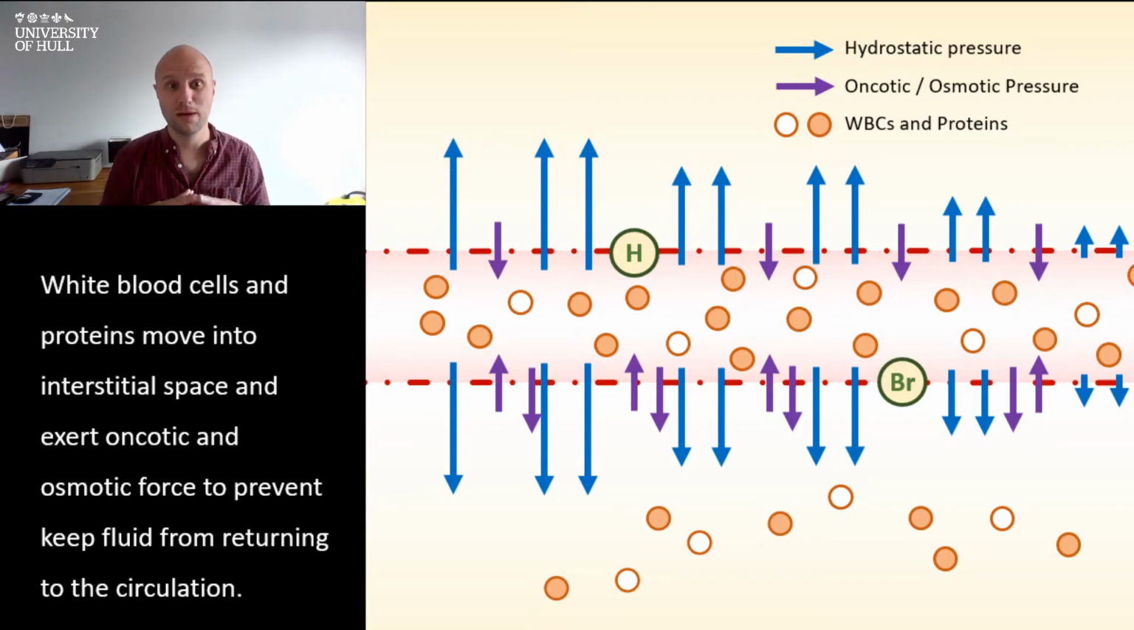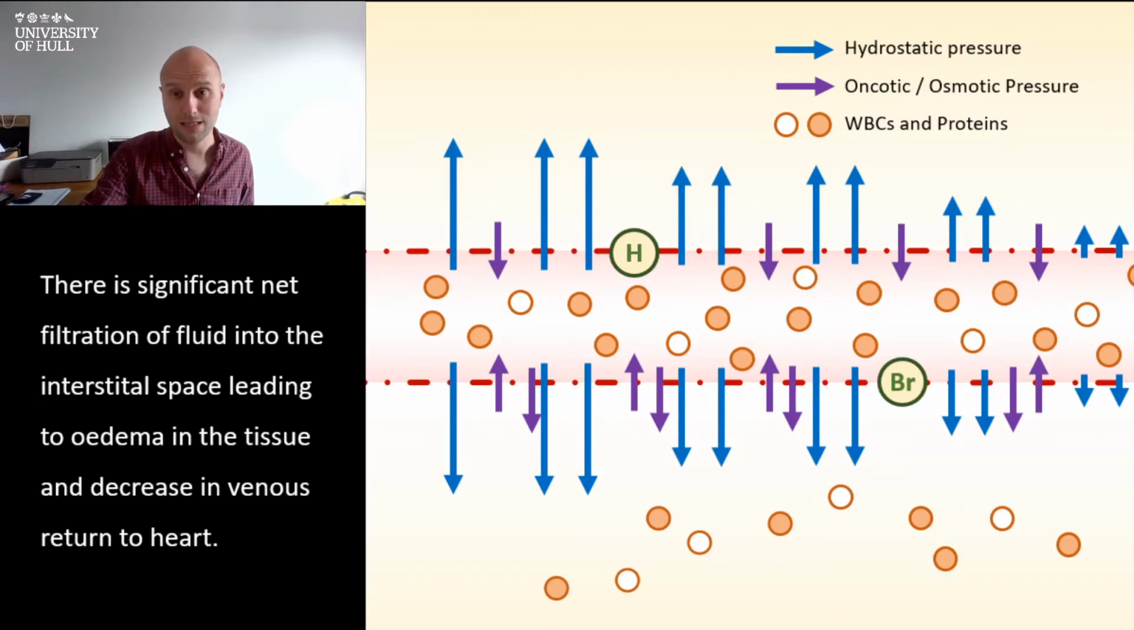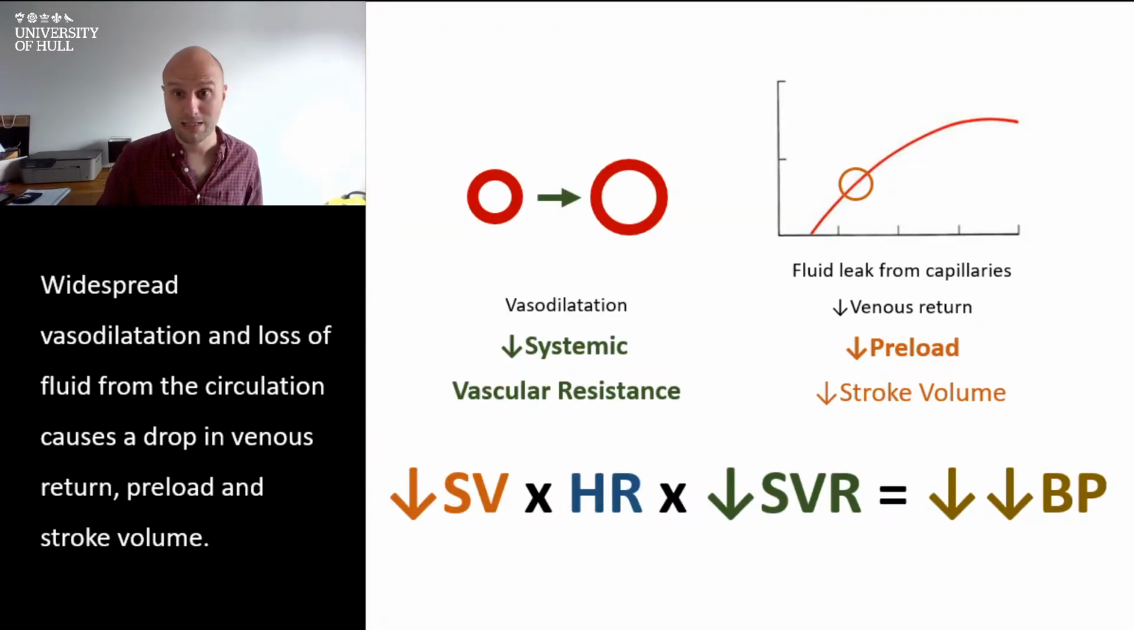There's more fluid coming out because the holes are bigger, but also there's a pull from the proteins and the white blood cells and all the rest of it that's leaked into the tissues, keeping the fluid within the tissue, and it can't go back into the blood vessel. And so we get more edema, but we also get less venous return back to the heart, and in doing so we get less preload.